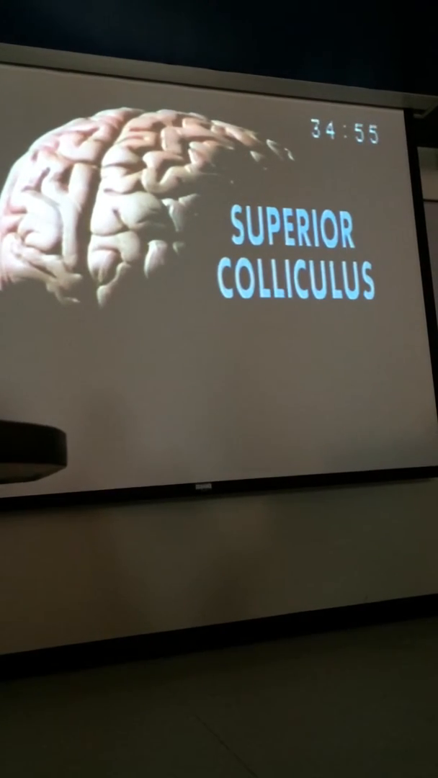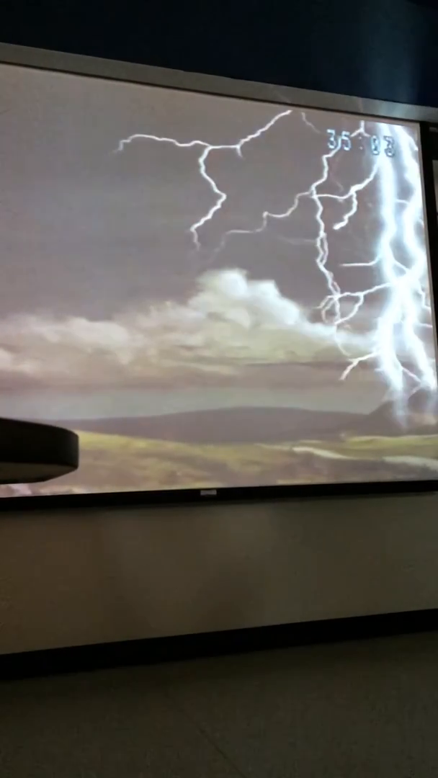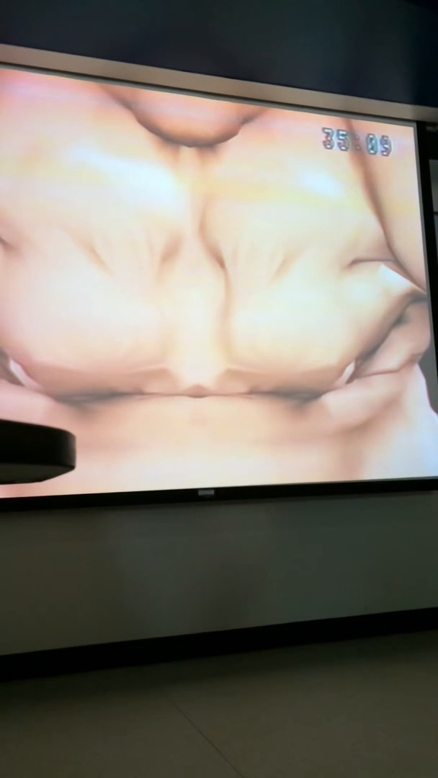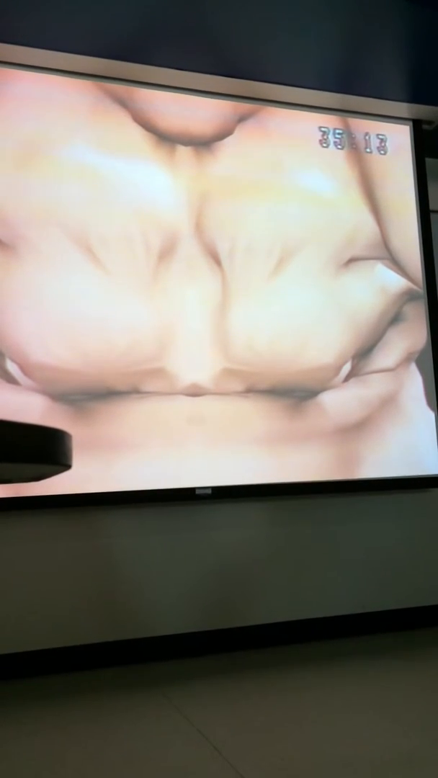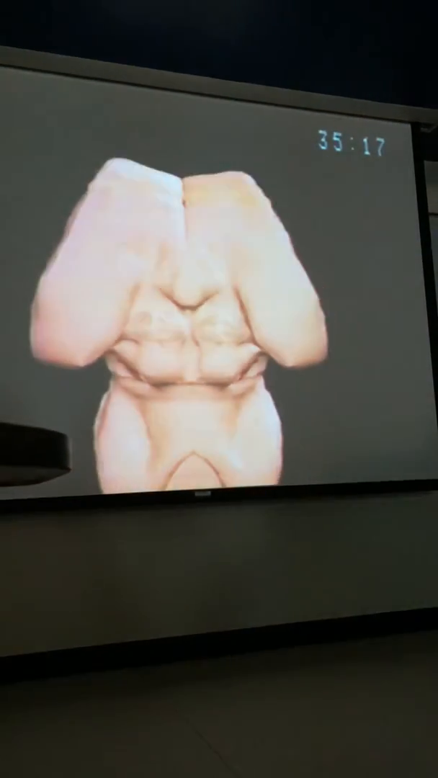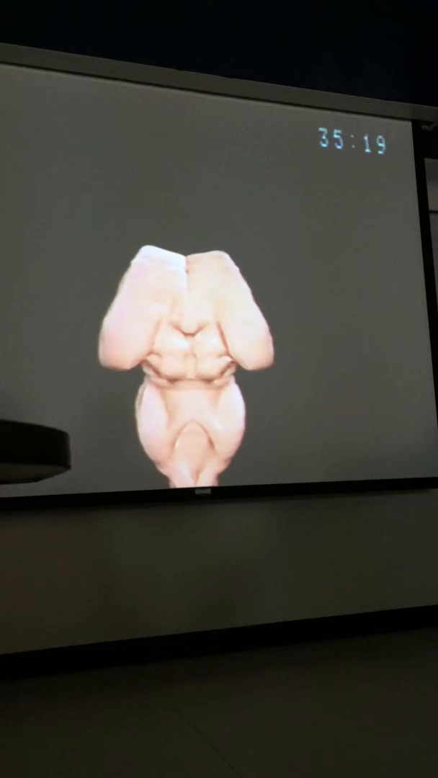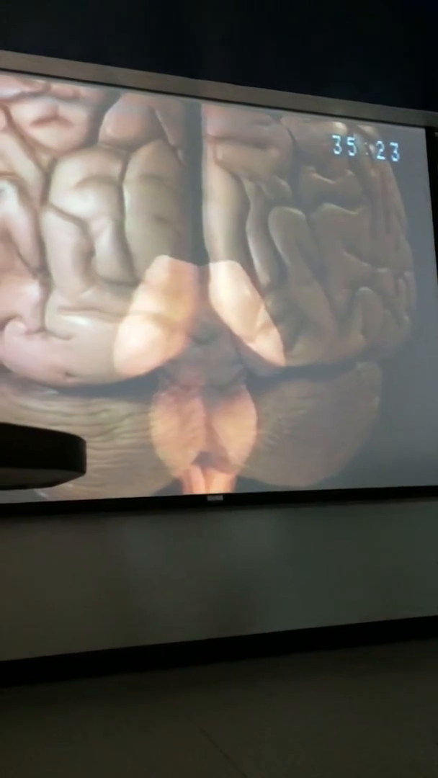Superior colliculus. With new stimuli at the edge of the visual field, we turn our heads. This is due to the superior colliculus. These two small bumps are located on the dorsal part of the midbrain, one on each side of the midline. They're completely hidden by the cerebral hemispheres.